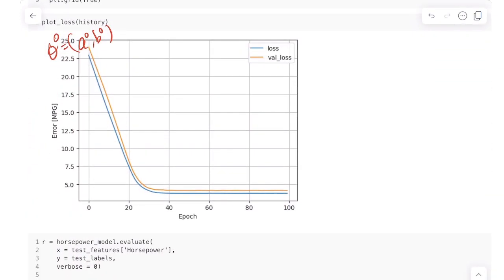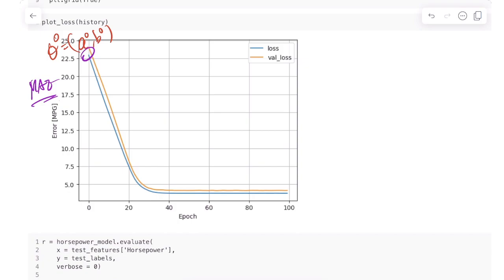Okay, so at the first place, because the weight is initialized by some random number, right? So the MAE value will be quite high. But after that, when we gradually move our A0, B0 to some A star, B star, okay? So it takes time, okay?